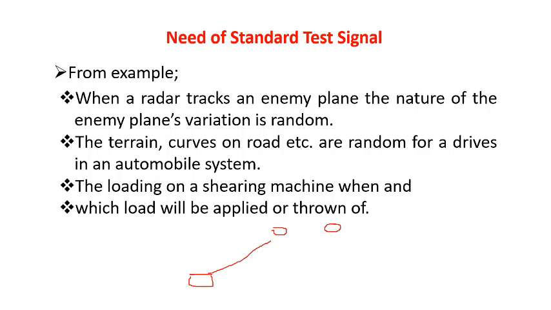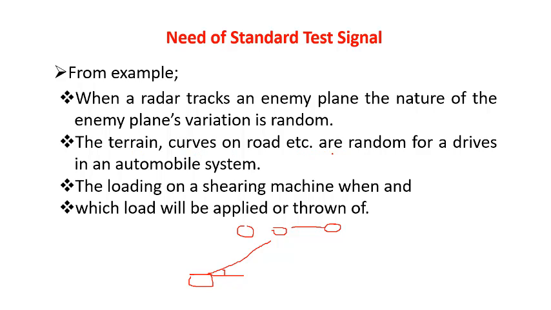by the time the missile is launched, our plane will be in the next horizon, or the enemy plane will be in the next horizon, and our plane will be in its position. We may crash with our plane. So what happens? The radar system which is monitoring or tracking the plane has to be stable, and it should know what type of signal it has to provide. Hence it is very important. Then coming to the terrains, curves on the roads, etc.